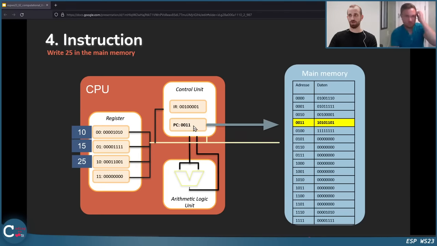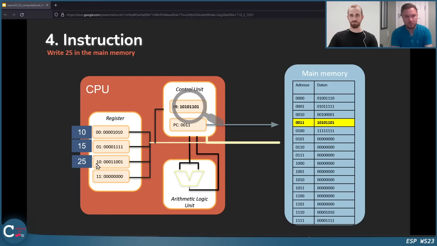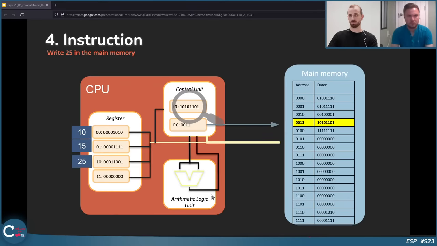So we increase the program counter by one. The next instruction is here and it is 10101101, which means again we store data. The first two bits, 10, mean we store data back into the main memory. The source address is 01, which is this register here, and its value should be stored into the main memory. And the memory address where we want to store it is 1101, which is this location here.